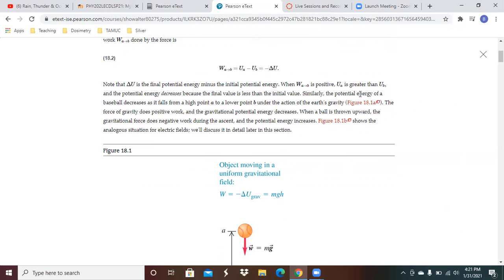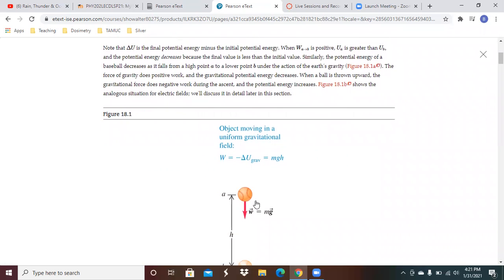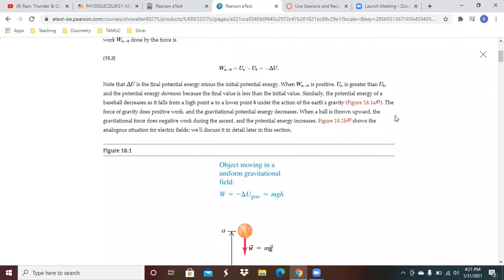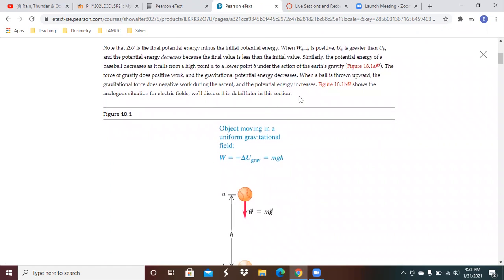Similarly, the potential energy of a baseball decreases as it falls from a high point A to a low point B under the action of the Earth's gravity. So the force of gravity does positive work, and the gravitational potential energy decreases. That makes sense. It's closer to the Earth, so it's going to have less gravitational potential energy. When a ball is thrown upwards, the gravitational force does negative work during the ascent, and the potential energy increases because it's higher above the Earth than what it used to be.